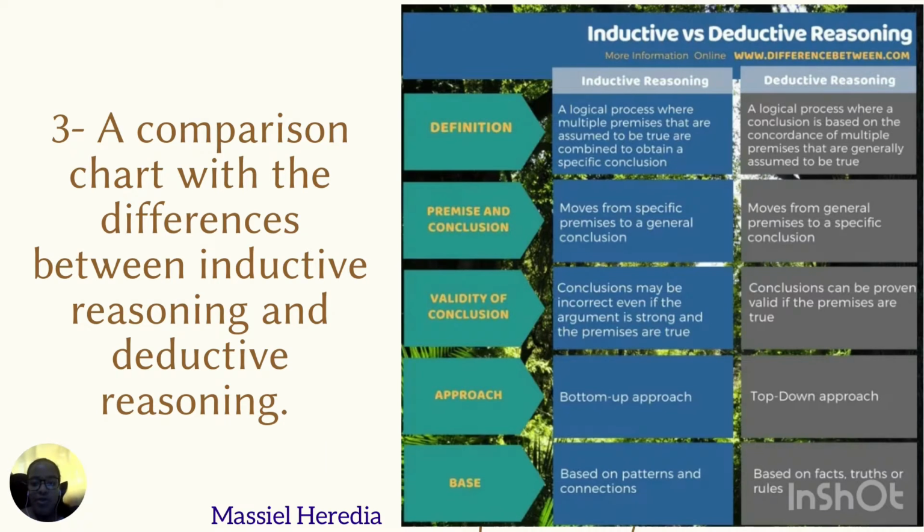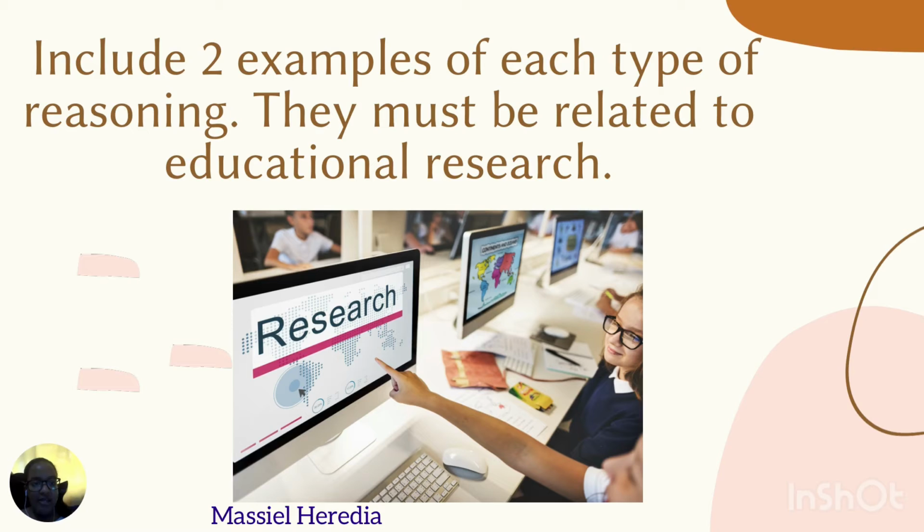Now let's give two examples of each type of reasoning, and of course they are going to be related to educational research. One example of inductive reasoning could be, for example, educational research is a subject, therefore the test of this subject will be easy. And the second example of inductive reasoning is that I can determine my final grade of this course of educational research due to the quality of my researches and to everything I did during the course.